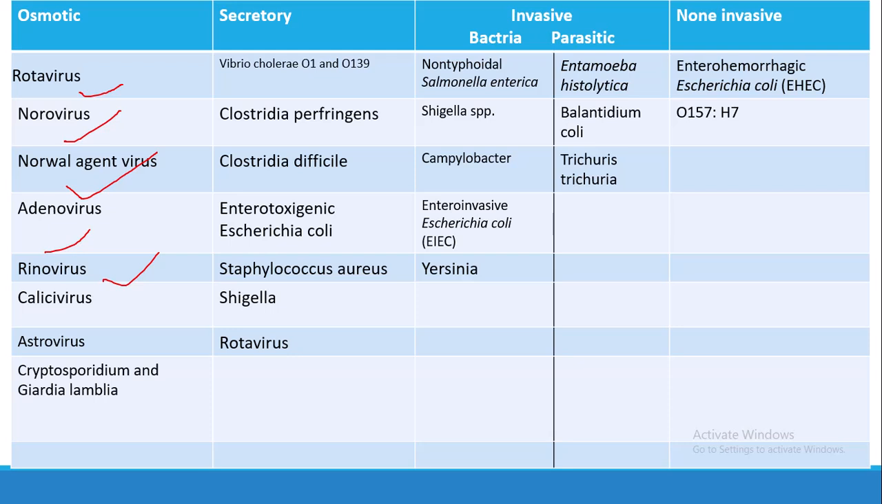Secretory causes or agents that are identified to cause secretory diarrhea, you can have Vibrio cholerae, Clostridium perfringens, Clostridium difficile, E. coli, Staph aureus, Shigella, and rotavirus. Then for bacteria and parasites that cause invasive diarrhea, the list is there, and those that cause non-invasive diarrhea are there.